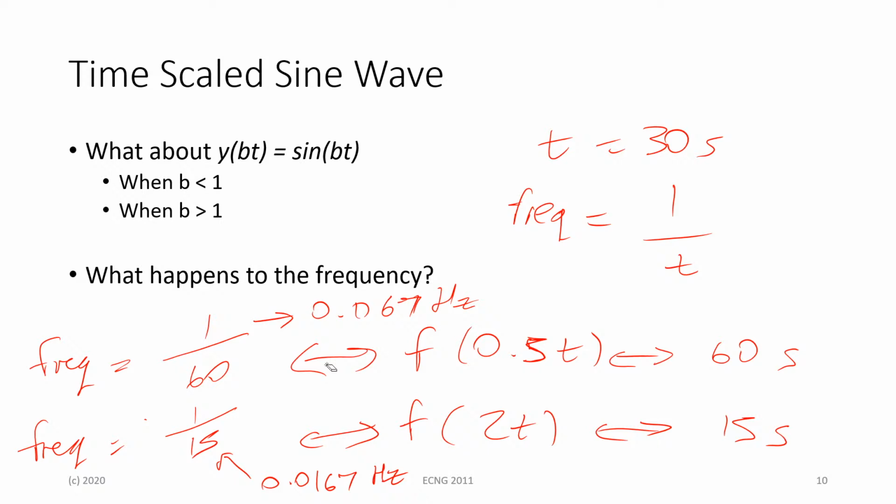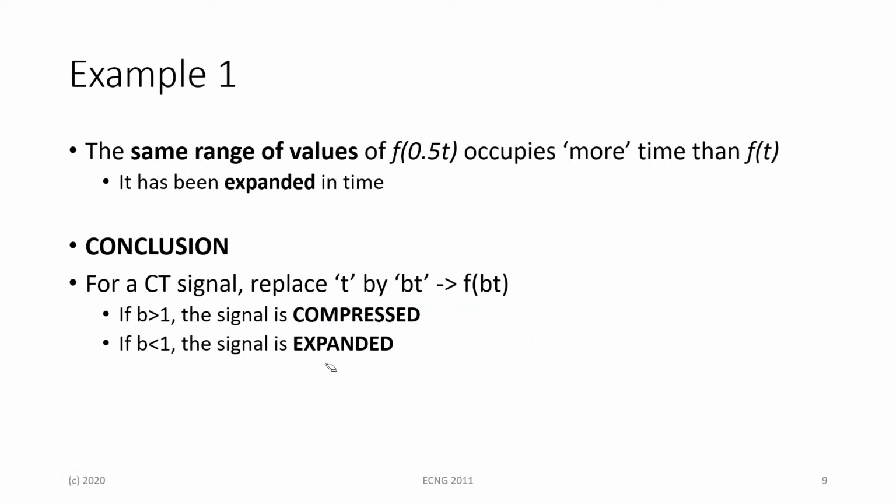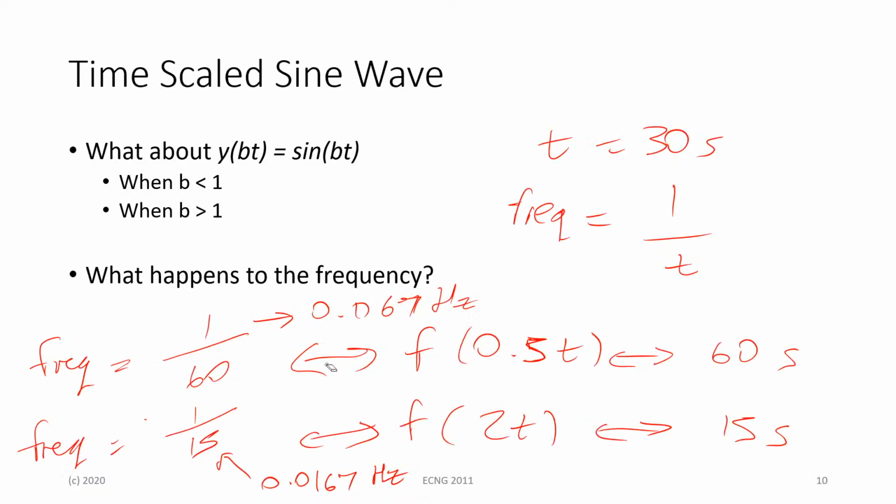So basically, when you have b less than 1, as we saw on the previous slide, the signal expands, and because the signal expands, that means we have a slower frequency. And for when b is more than 1, our signal compresses, so as such, we have a higher frequency as well. So we just need to swap the decimals here accordingly.